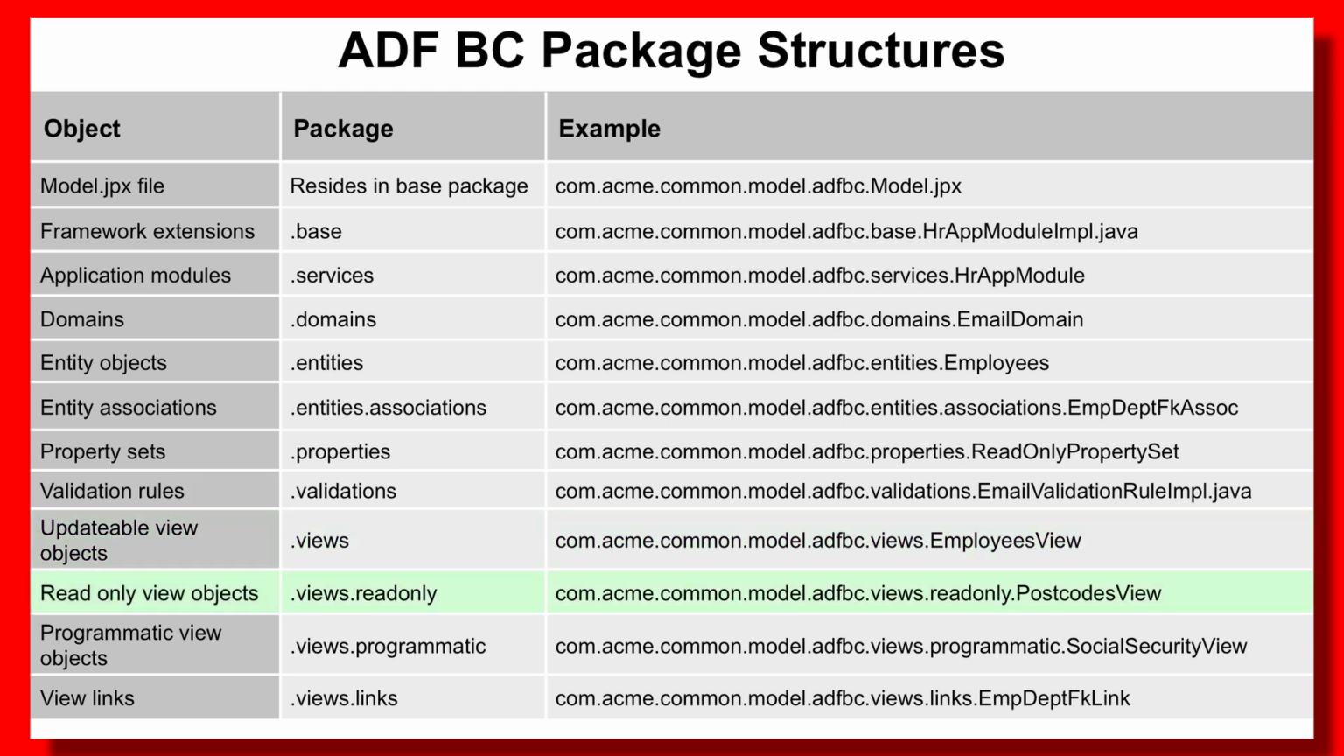Now from there though, read-only view objects and programmatic view objects are going to be fairly much rarer. But we kind of want to use the package structure to delineate them because they are special cases. So as you can see here, what we've done under com.acme.common.model.adfbc.views is we've created sub-package structures, read-only and programmatic, to deliberately separate them out. In addition, just like entity associations, where the associations is a sub-package of entities, we're doing the same thing with the view links here.